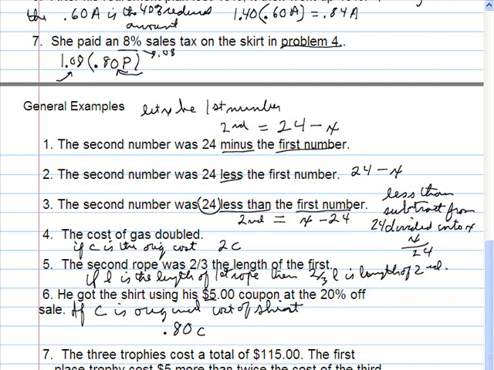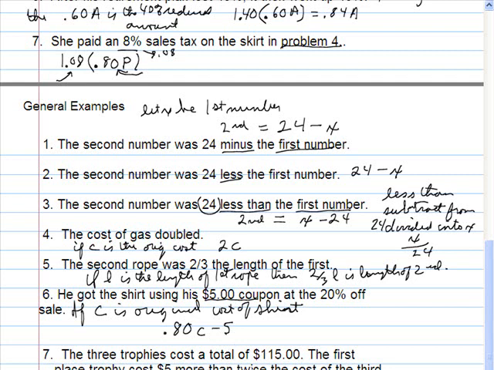But then he used a $5 coupon. That is, he got an additional $5 off. So how would you take $5 off of this new price of the shirt? You just go minus 5, like that. So there's your 20% discount. So he paid 80% of the cost, and then he took off another $5 because of his coupon.